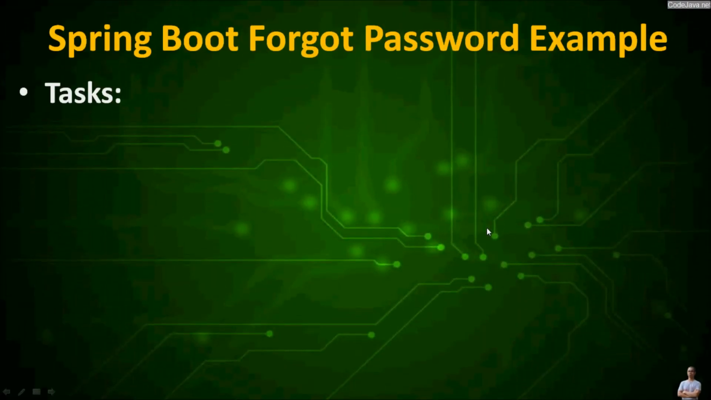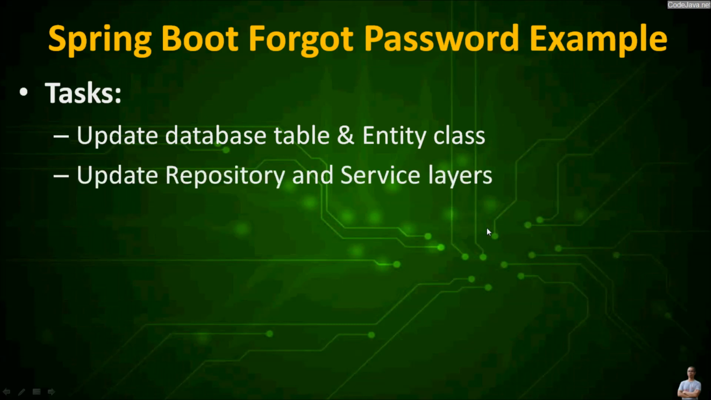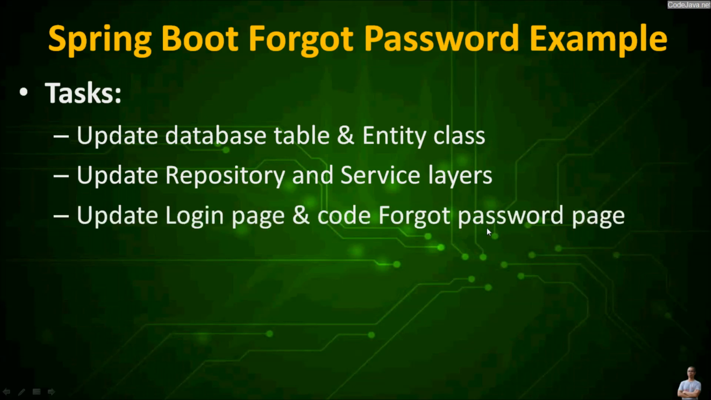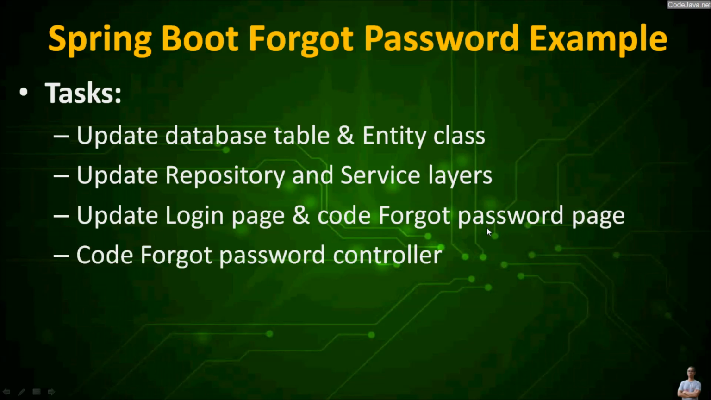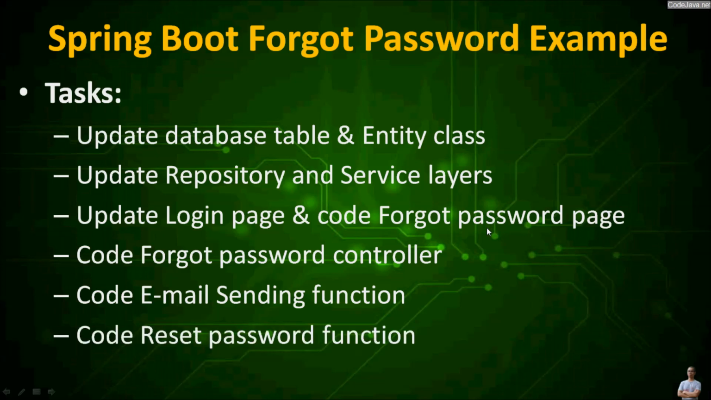So here are the key tasks which we need to do to implement the forgot password function. First, we need to update the database table customers and the corresponding entity class, and then we need to update the repository and service layers, and update the login page, and code the forgot password page, and code the forgot password controller, and code the email sending function, and then code the reset password function.